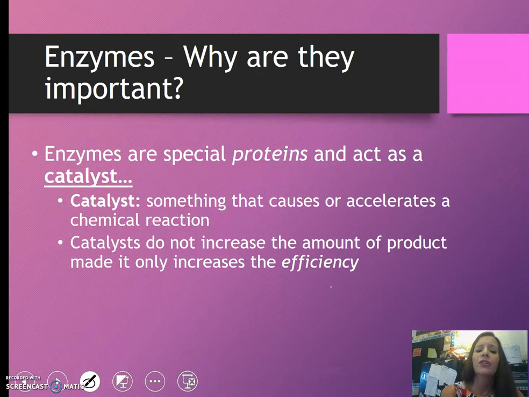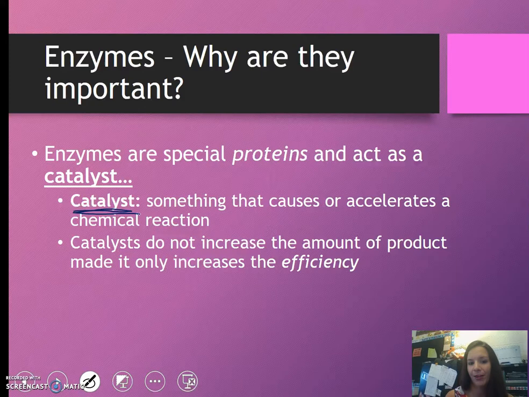So enzymes are also important to reactions because they act as something called a catalyst. So a catalyst is something that causes or accelerates a chemical reaction. But it's very important to note that they do not increase the amount of the product made. They just increase the efficiency. So it's done in a better method.